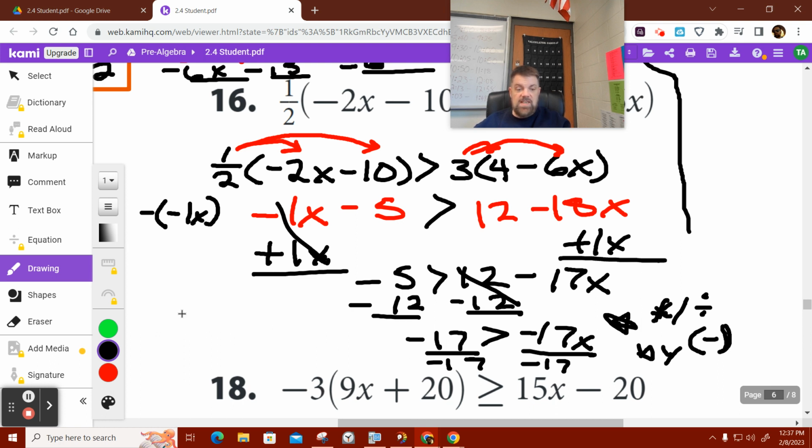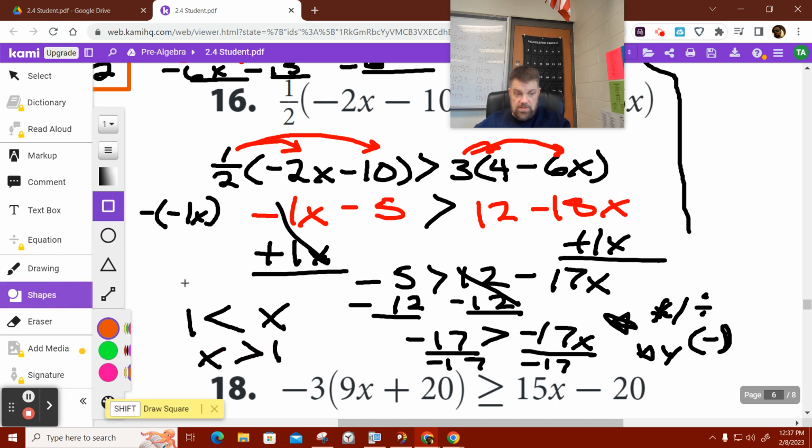Negative 17 divided by negative 17 is 1. I've got to flip the symbol, and then this becomes x. So that's one way you could do it. You're going to end up with 1 is less than x, or x is greater than 1. So those are your two answers. You've got to remember to flip the symbol. They mean two separate, completely different things.